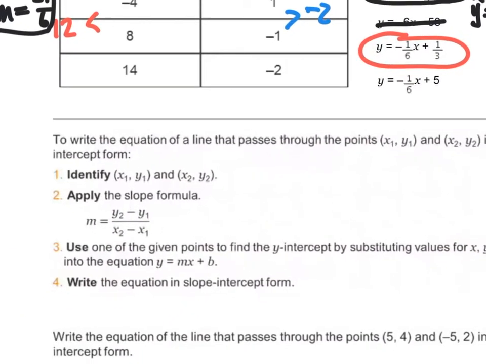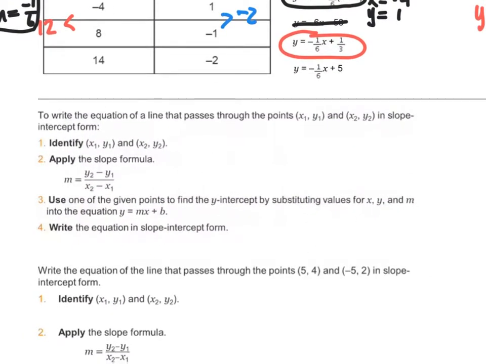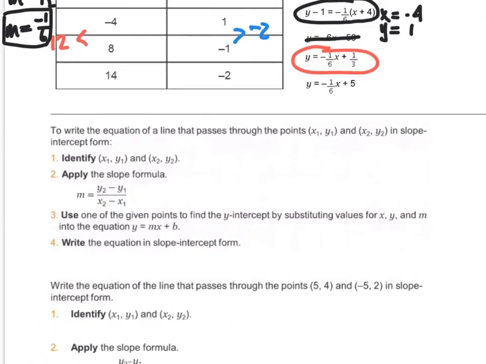All right, on the next one, I'm going to go through this. It wants us to do the same thing. Write the equation of a line that passes through the points. What we've been doing is using point-slope form, but there is another method. There's method 2 to this.